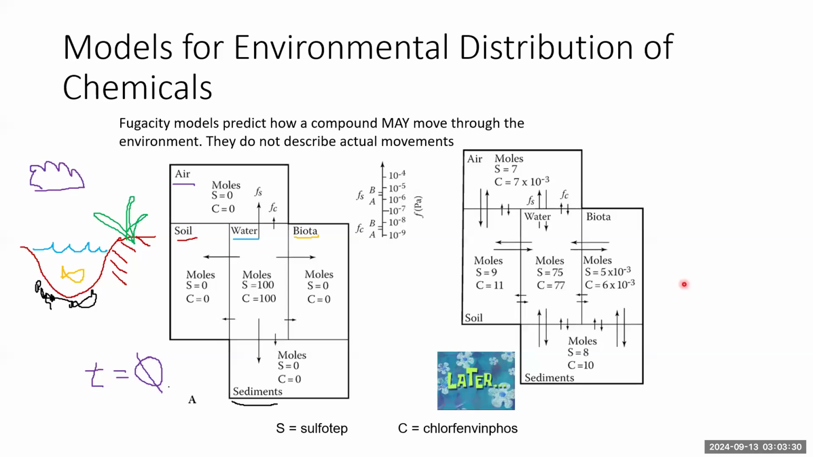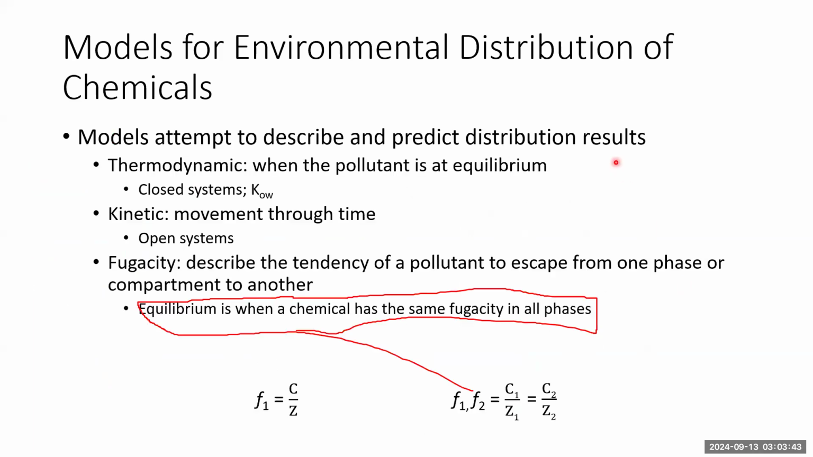And so now we can start to think about the fugacity differences between these two different compounds. So if we go just back here, the fugacity is the tendency of that pollutant to escape or move to one phase or compartment. So we're thinking about how likely is some chemical, and we're going to think about this in terms of very likely or not likely.